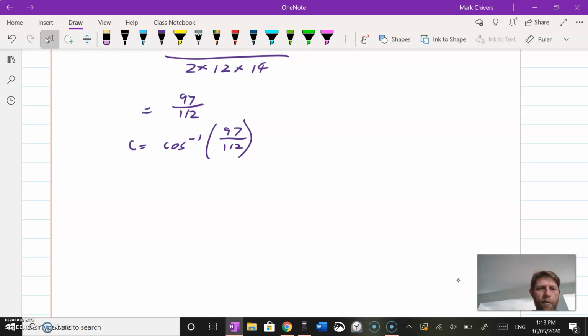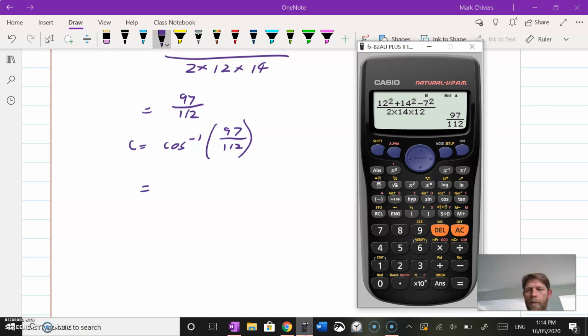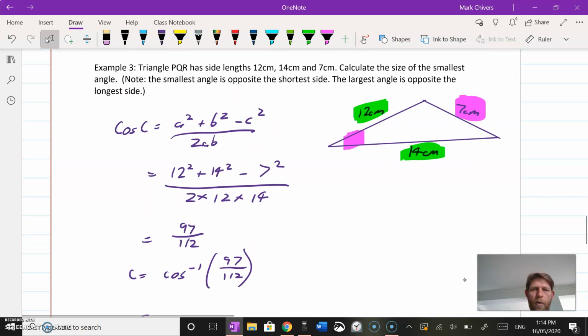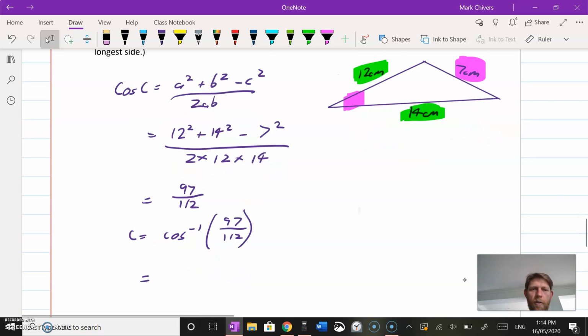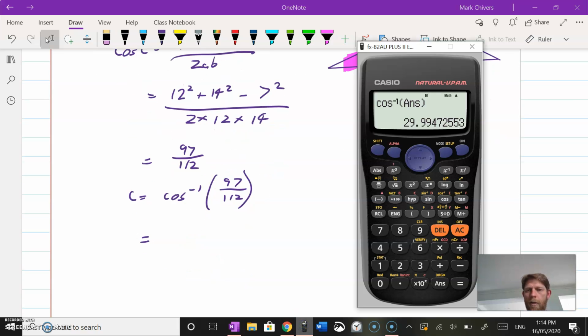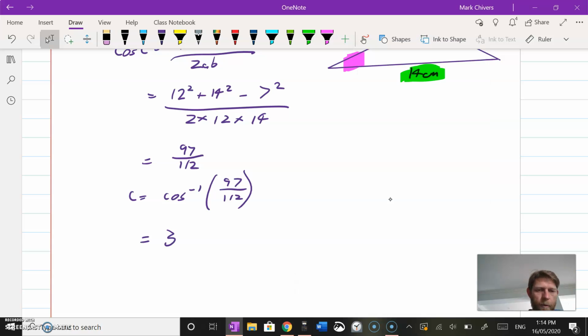It's always nice when you get a nice little fraction there. It generally happens if you've got whole numbers. So I'm going to go shift cos of my previous answer, and that's going to give me the size of my angle, 29.99. What did it actually ask me to do? Calculate the size of the smallest angle, but it doesn't tell me to do it to degrees or minutes or seconds. Let's do this to degrees, minutes, seconds. Well, to the nearest minute, it's actually going to round up to 30 degrees, no minutes. So 30 degrees, 0 minutes gives us our answer to that question.